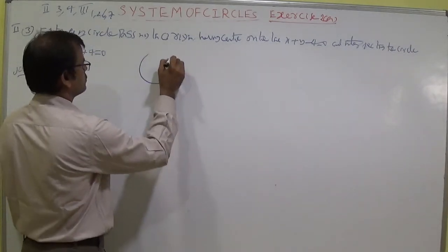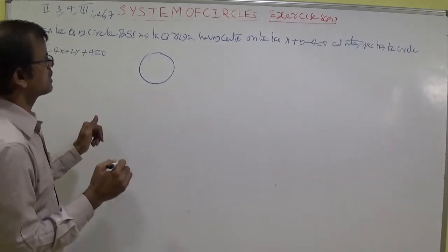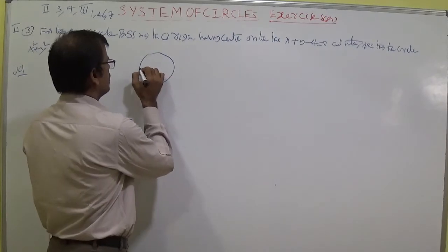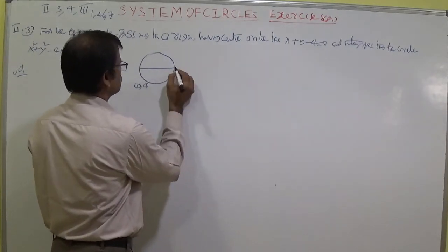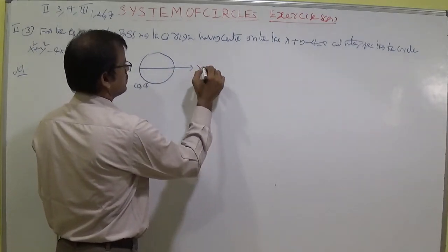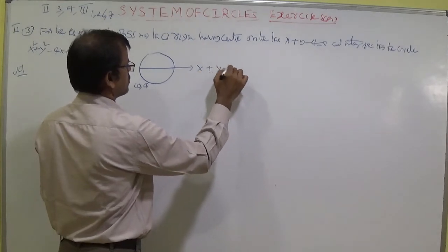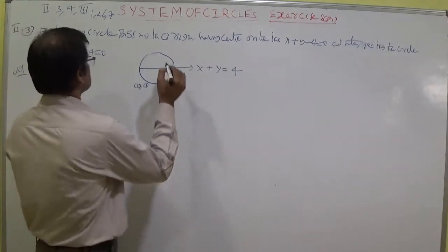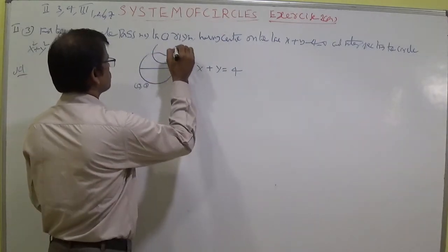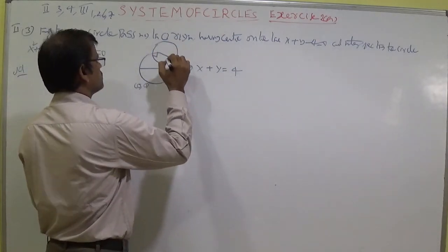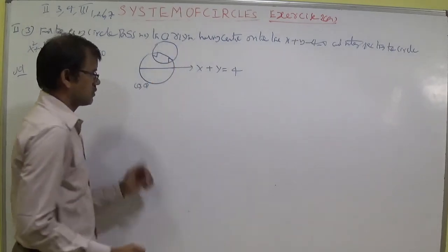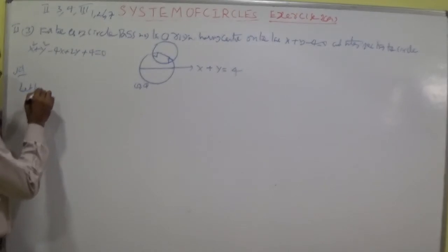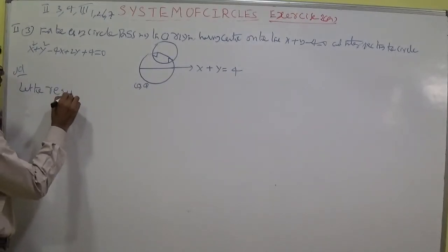Draw a rough diagram. It is a circle passing through 0, 0 and having center on the line x plus y equal to 4 and intersecting another circle. This is another circle. Orthogonally, this is the notation of orthogonal. Let the required equation of circle be.